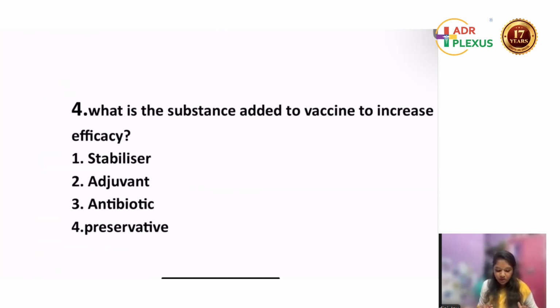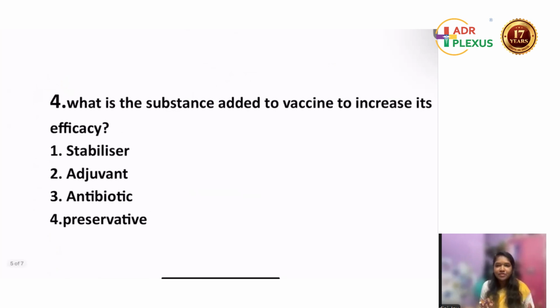The next question. What is the substance added to vaccine to increase its efficacy? Stabilizer, adjuvant, antibiotic, preservative. These were the options given. See, this is something which is very, very straightforward kind of question. Nothing to think more about. Which increases its efficacy? So just by looking at the name itself, you can come to the answer. Stabilizer is actually to stabilize the vaccine. It will not increase the immune response or its efficacy. Adjuvant is the one, when it is added, it increases the immunogenicity, the immune response and the efficacy. So the actual answer for this is adjuvant.